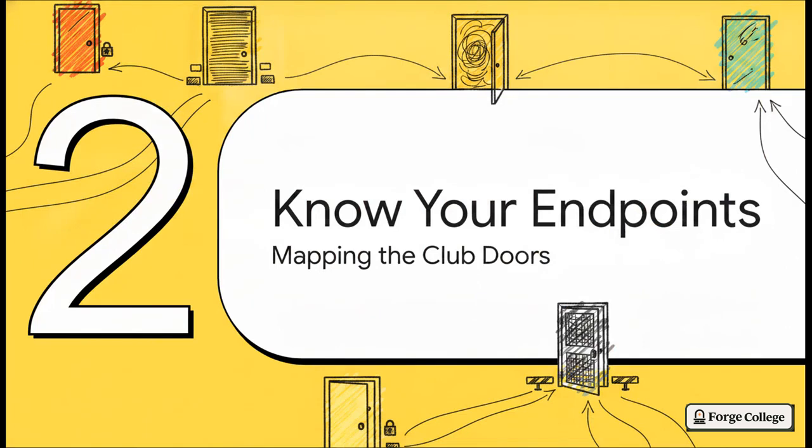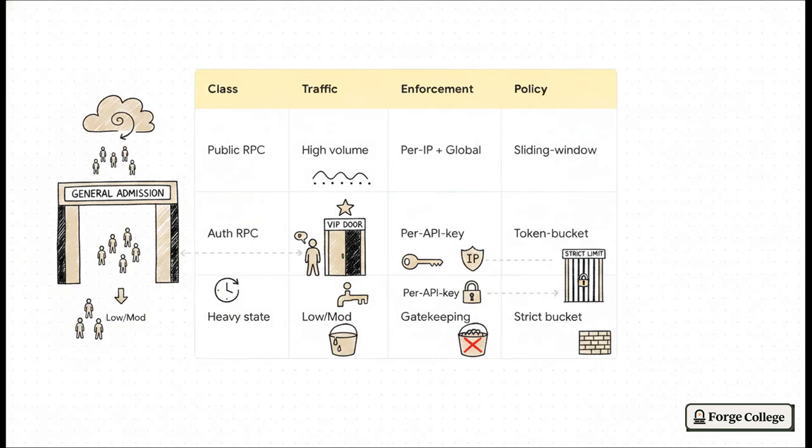Moving on to Section 2. Know your API endpoints. Mapping the club doors. Because as it turns out, not all Solana API traffic acts the same. We can't just slap one blanket rule across the whole backend. We need different doors for different traffic. Let's break down this architectural matrix. Notice how we're matching the traffic type with a specific policy.